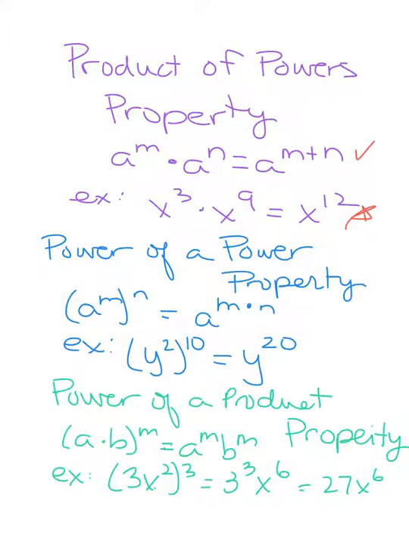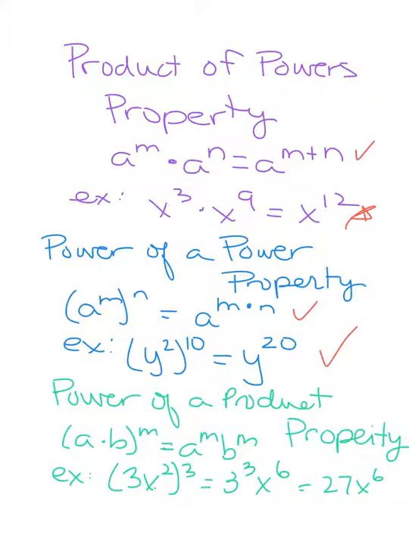The second property is the power of a power property. When I have a base raised to a power and then raised to another power, I'm going to multiply those powers. So for instance, if I have y to the second, then raised to the 10th, I get y to the 20th.